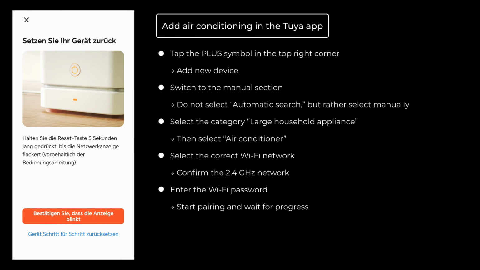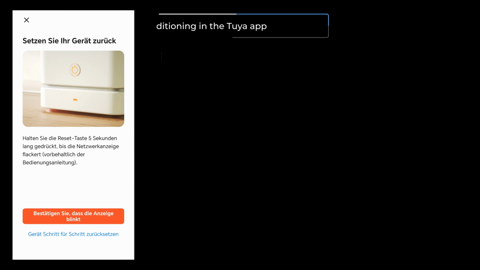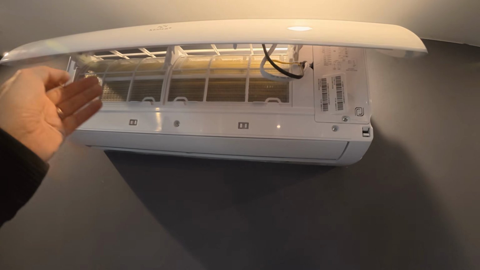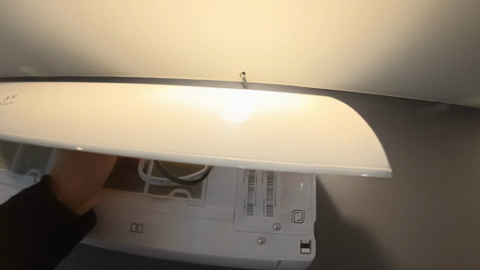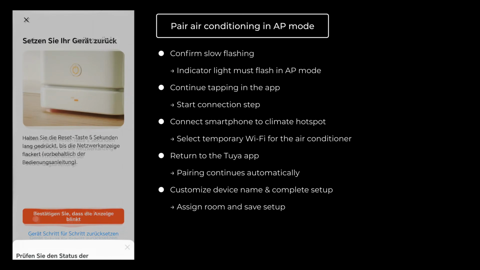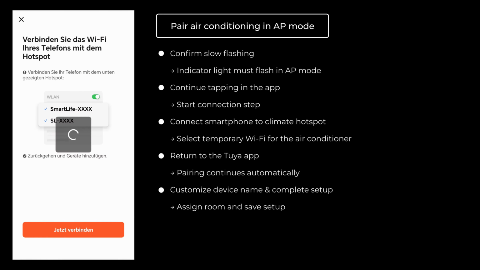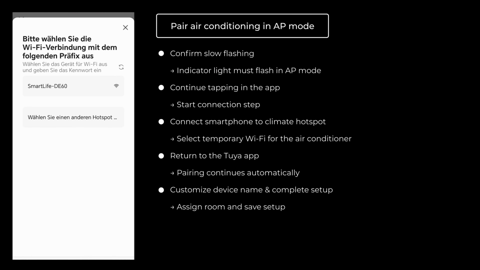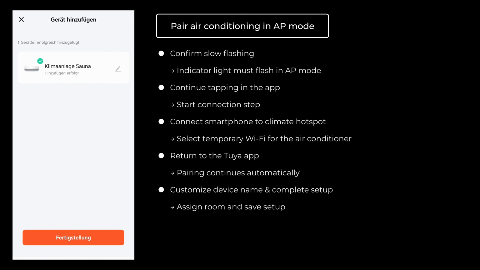Now I have to put the air conditioner into pairing mode, specifically into AP mode. To do this, I'll open the flap and use a small pin to click into the black opening and keep it pressed. Simply wait until the letters AP appear on the screen display. I'll confirm. The light is flashing slowly. The system now wants to connect to the air conditioner's network. I'll confirm that. My smartphone has found the air conditioner, I've adjusted the name accordingly, and can now complete the setup.